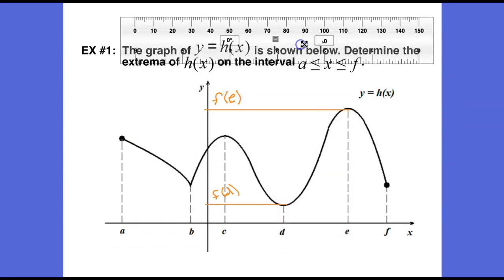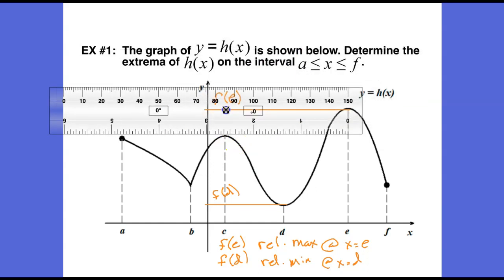So let's just make a quick note. f of e is going to be a relative max, and that's going to be at x equals e, and f of d is a relative min, again at x equals d. Alright, well, what about relative maxima and minima?